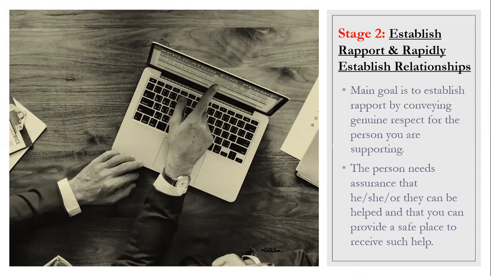Stage 2, establish rapport and rapidly establish relationships. The main goal is to establish a rapport by conveying a genuine respect for the person you are supporting. You're not here to diagnose the person with their symptoms or anything like that. The person needs assurance that he or she or they can be helped and that you can provide a safe place to receive such help.